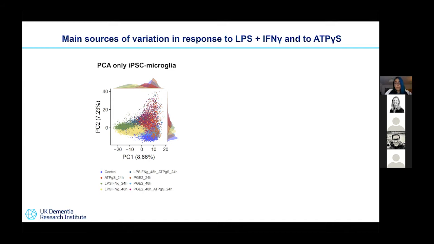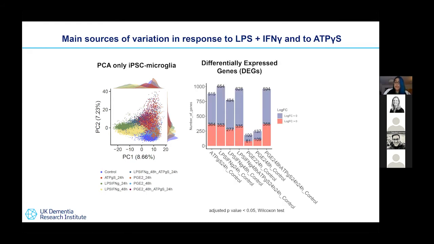We further tried to identify the genes that are differentially expressed in response to each of these different stimuli. And what we find is that the largest number of differentially expressed genes detected was in response to LPS and interferon gamma at 24 hours. This was closely followed by the number of genes that are differentially expressed in response to ATP gamma S at 24 hours.